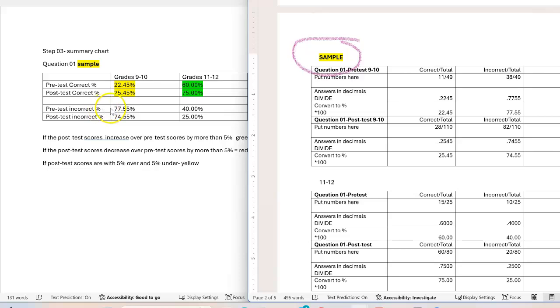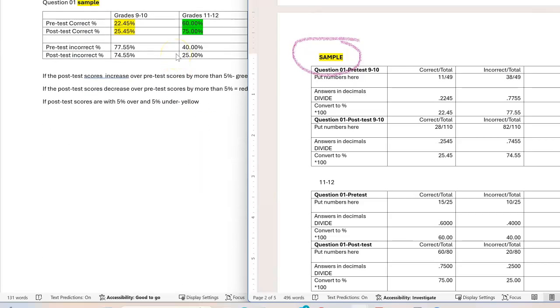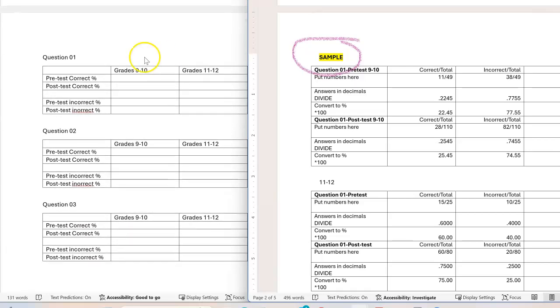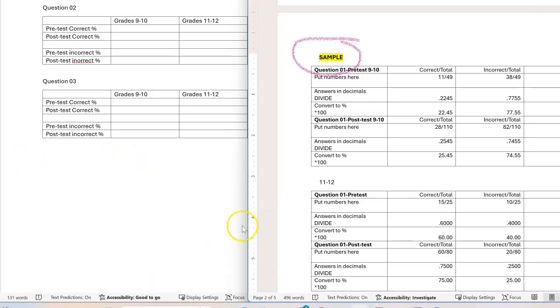Then this chart of questions 1, 2, and 3 will go in your reflection for Unit 3, and it will also go in your final paper. So here, the first page shows the sample. The second page gives you space to do question 1, 2, and 3 using your data. And if you have other things that you're comparing, you would put it at the bottom. If you have questions, make sure you ask.